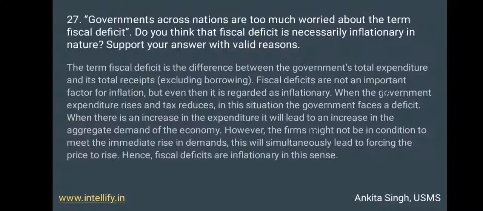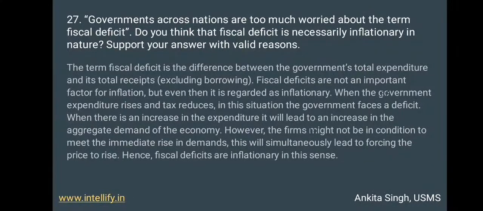Question 27. Governments across nations are too much worried about the term fiscal deficit. Do you think that fiscal deficit is inflationary in nature? Support your answers with valid reasons. The term fiscal deficit is the difference between government's total expenditure and its total receipts, excluding borrowings. Fiscal deficits are not an important factor for inflation, but even then, it is regarded as inflationary.